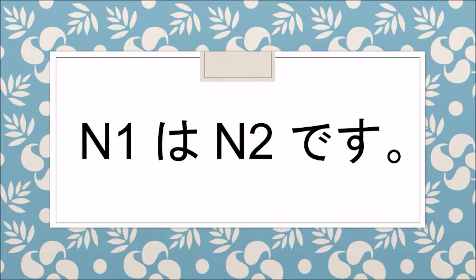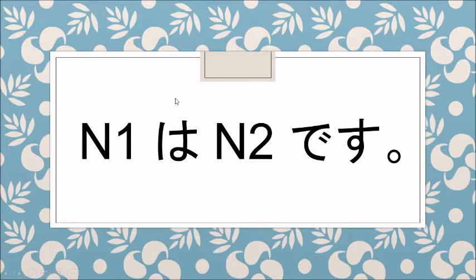How do we say that noun 1 is noun 2? Like, for example, my father is a teacher, or the teacher is an American. How do we say that in Japanese? So the key is noun 1 wa, noun 2 desu.